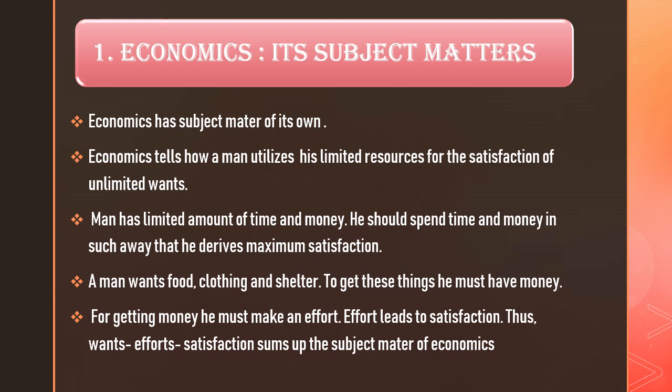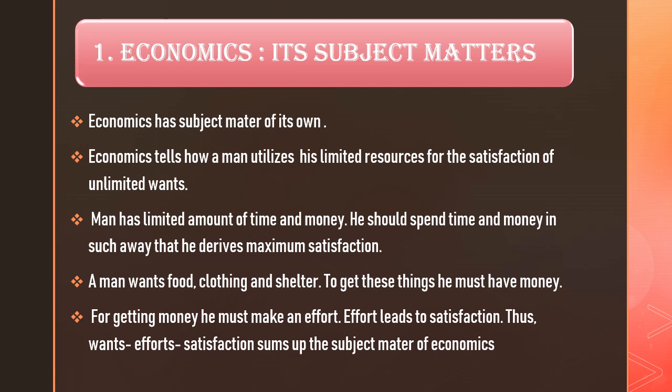So man has a limited amount of time and money, and he should spend time and money in such a way that he derives maximum satisfaction. Like a man wants food, clothing, shelter for living. To get these things, he must have money. So for getting money, he must make an effort. He has to do something to earn the money.